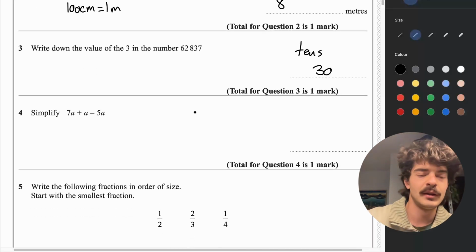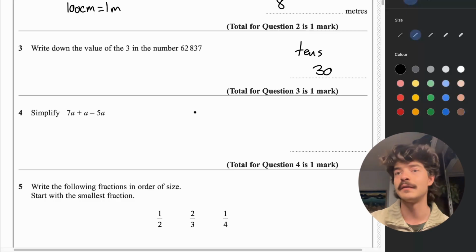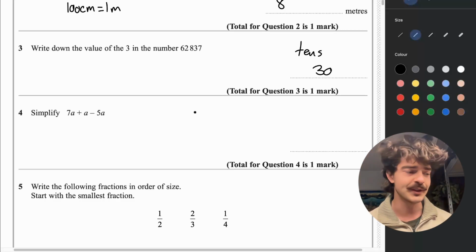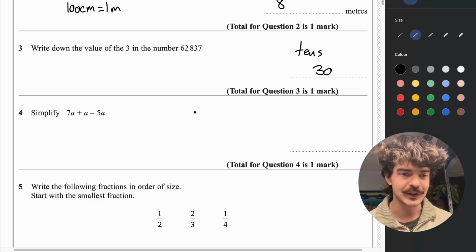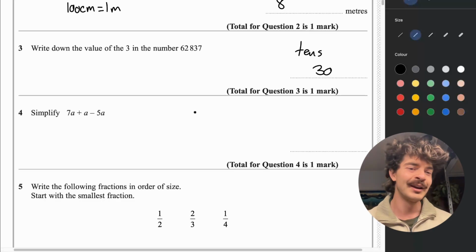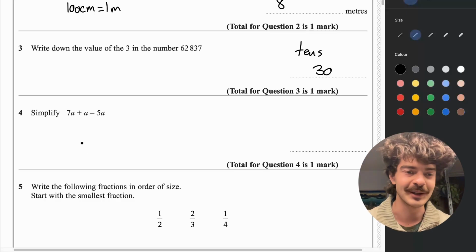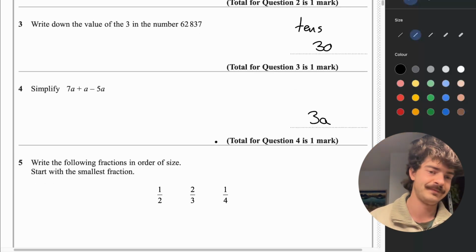Next up, simplify 7a plus a minus 5a. All right, remember that this is your first bit of algebra, so you want to be comfortable with these, but algebra is just like, they're actual objects. A's are footballs or mountain bikes or whatever you want to think about. So we've got 7 footballs plus a football minus 5 footballs. How much would we end up with? Well, that would be 3 A's. Cool.